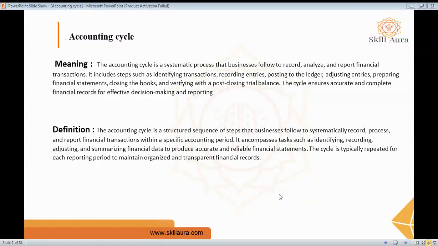The accounting cycle is a structured sequence of steps that is followed to systematically record, process, and report financial transactions within a specific accounting period. It encompasses tasks such as identifying, recording, adjusting, and summarizing the financial data to produce accurate and reliable financial statements. This cycle is typically repeated for each reporting period to maintain organized and transparent financial records.